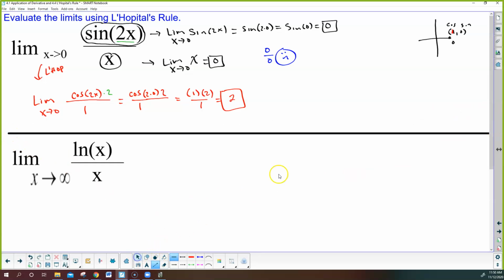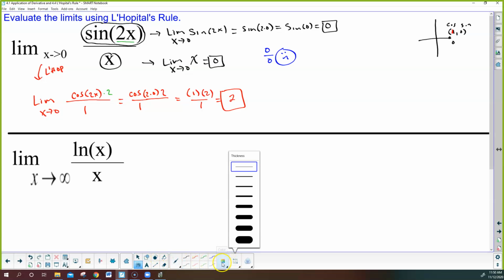Okay. I don't want you to, maybe I do want you to write this one. This one you often see on AP tests. Natural log of x is very important for us to think of. So I'm going to go a little fast on this one though.